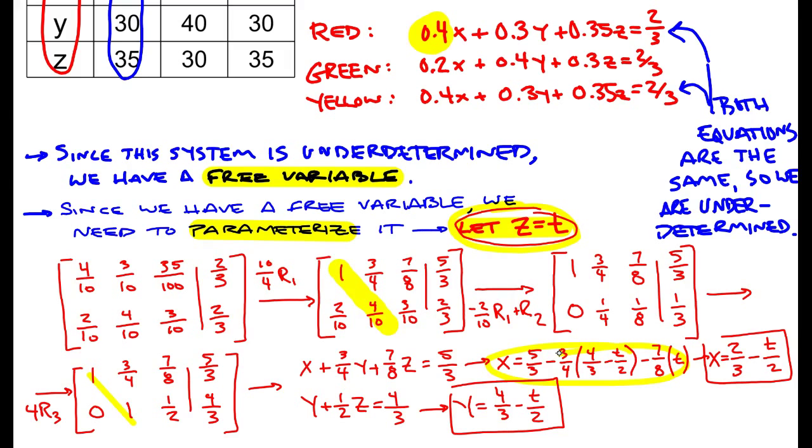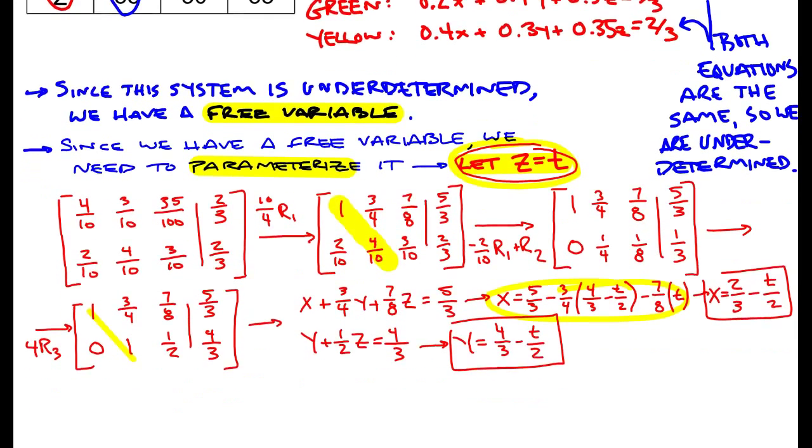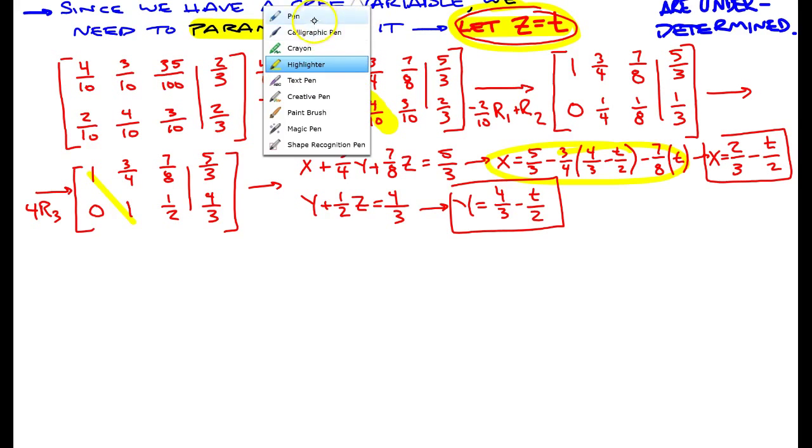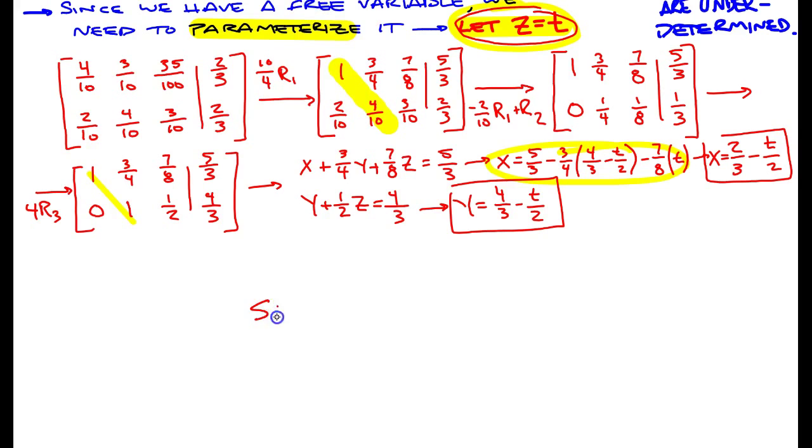The final thing that we need to do for this problem is write our solution as a comma-separated list. And remember, the solution could represent a point in space. This is going to be 2/3 minus t over 2 for x, 4/3 minus t over 2 for y, and then plain old t for z.